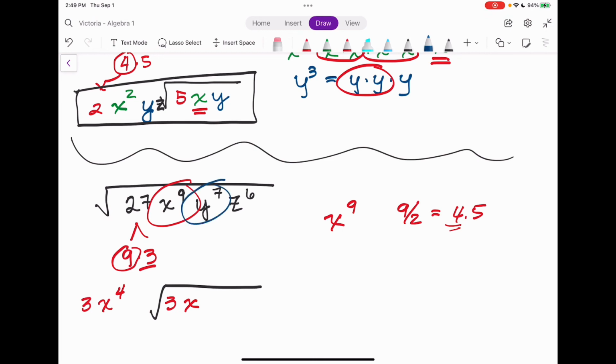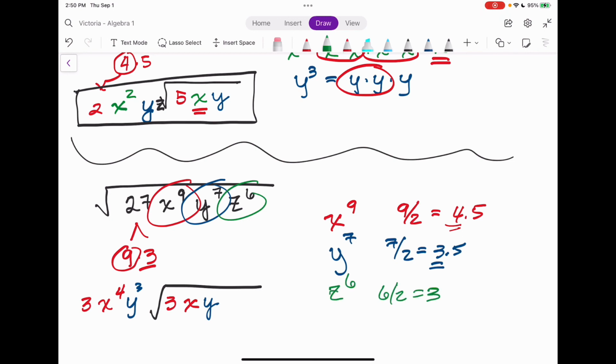And then y to the 7th. So that becomes y cubed with 1 y left over. And lastly, we have z to the 6th. So 6 divided by 2 is just 3 with nothing left over. So I have z cubed.